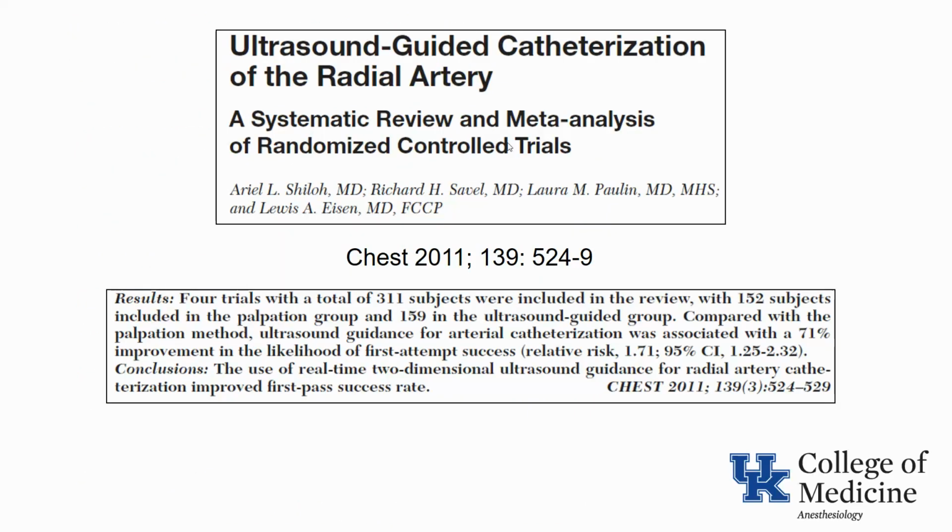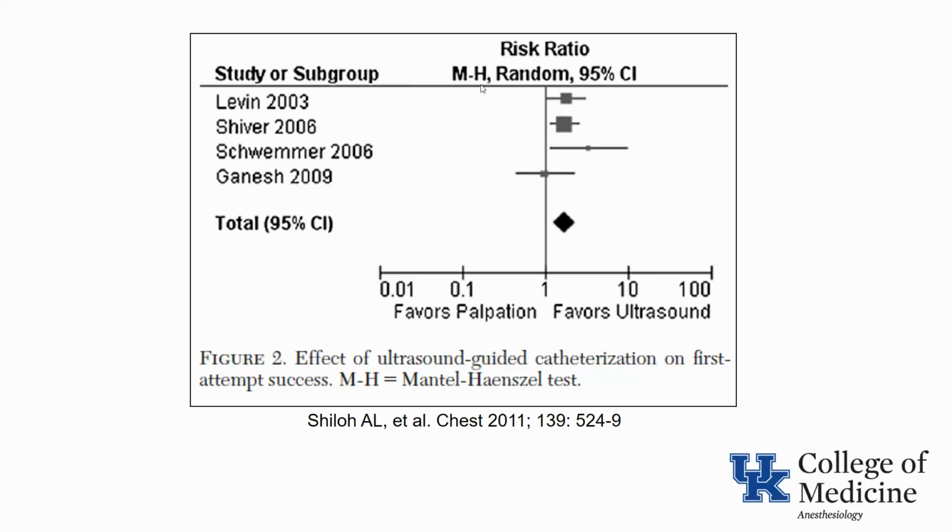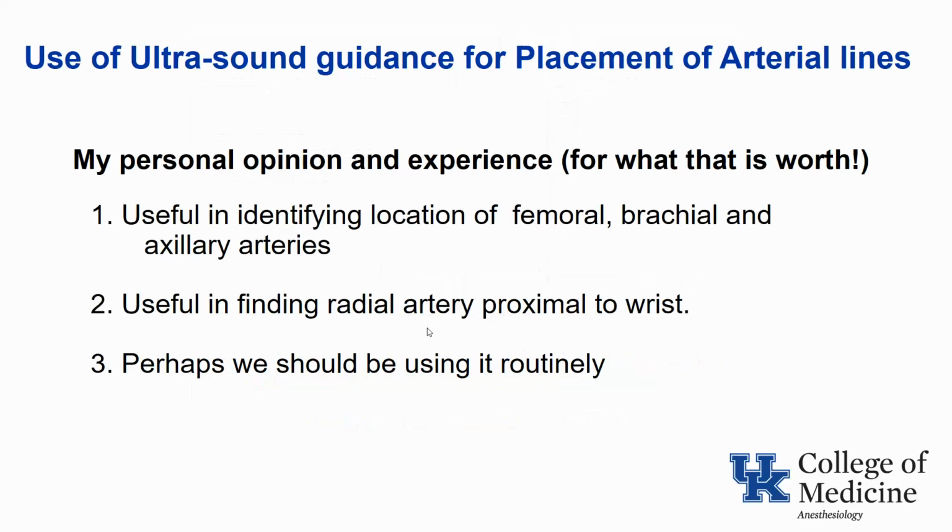In this systematic review, they found that clearly there is improvement in success rate using ultrasound. So I think it's useful in femoral, brachial, and axillaries. It's useful in finding the radial artery when you're going proximal to the wrist, and perhaps we should be using it routinely. Although I think as a skill you ought to learn how to do it without ultrasound, but maybe that's a thing of the past.